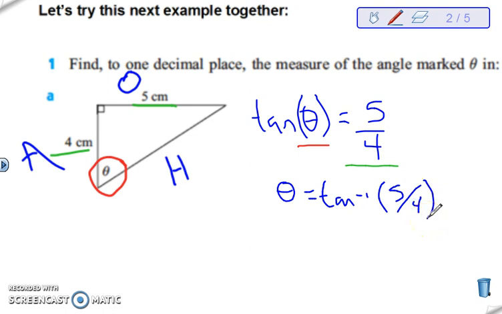Right, so I notice on my calculator, the inverse buttons are the same as the regular trig buttons, only I have to press second before I type it in, right? So second tangent 5 divided by 4. So my missing angle is 51.3 degrees.